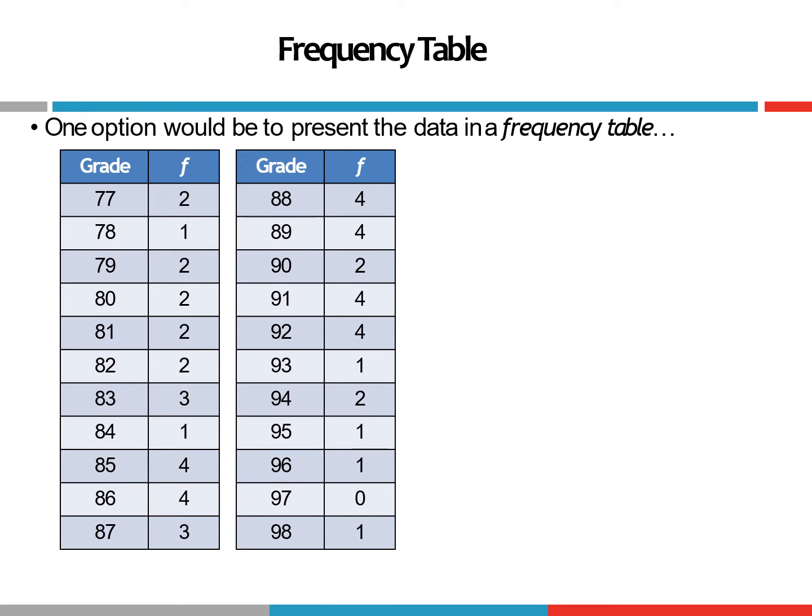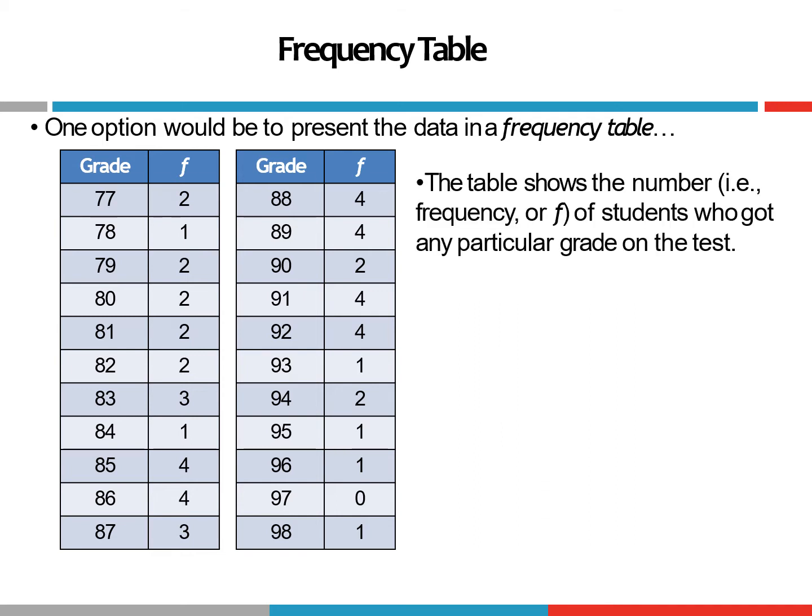So one option would be to present our data in a frequency table. With a frequency table, in one column, I would input the exam scores or grades. And in the other column, I would put the number of students who got that score. Okay, so again, this table shows the frequency, or the number of students who got a particular grade on the test, right? So 2 students got a 77, 3 students got an 83, 4 students got an 89, etc.